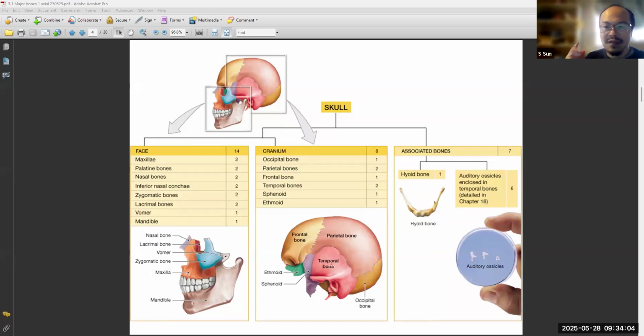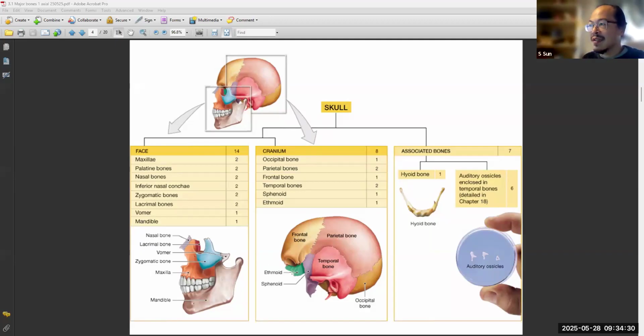temporal, you have a pair, one on one side, the other one on the other side. Parietal, you also have two, because here you have a sagittal suture separating it. So parietal, you have two, temporal, you have two, the others you have one. Frontal, you have only one. Occipital, you also have one.